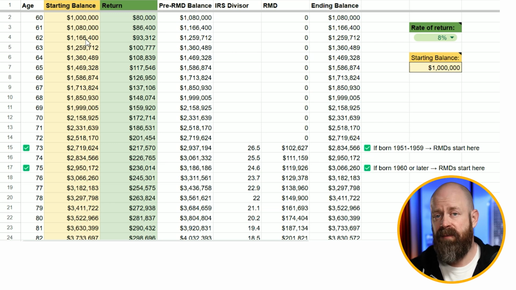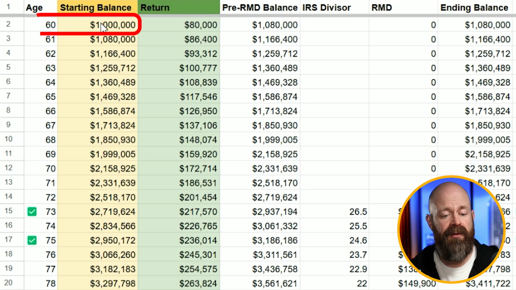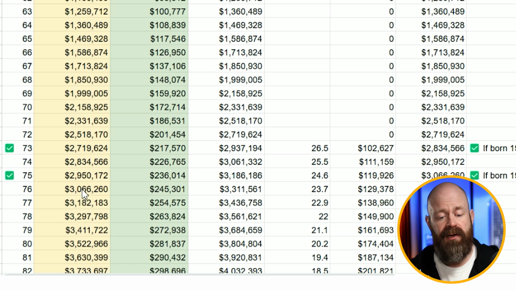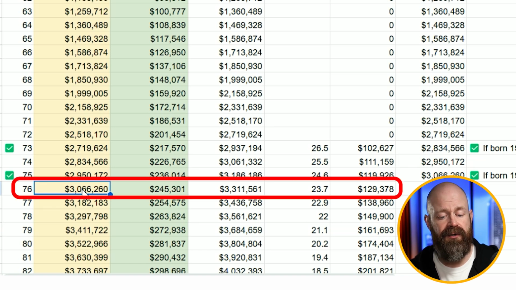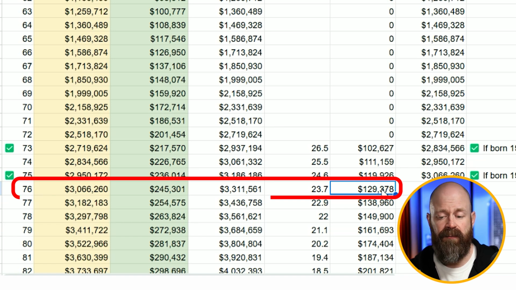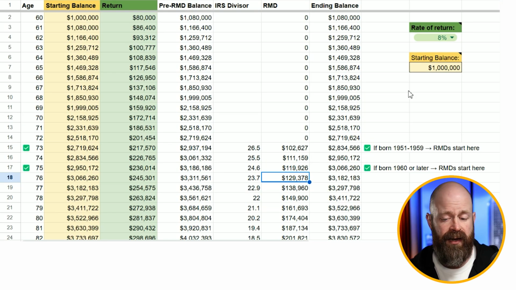So just to give you a hypothetical example of what that might look like, if we've got $1 million at age 60, well, based on this spreadsheet, we'd have $3 million at age 76, which would require us to take a $129,000 RMD. Well, let's say that we want only a $100,000 RMD because that's what our retirement income is. Well, then we need to right size our portfolio to account for that by moving money into a Roth IRA over time. So we're trying to get that number under 100,000.